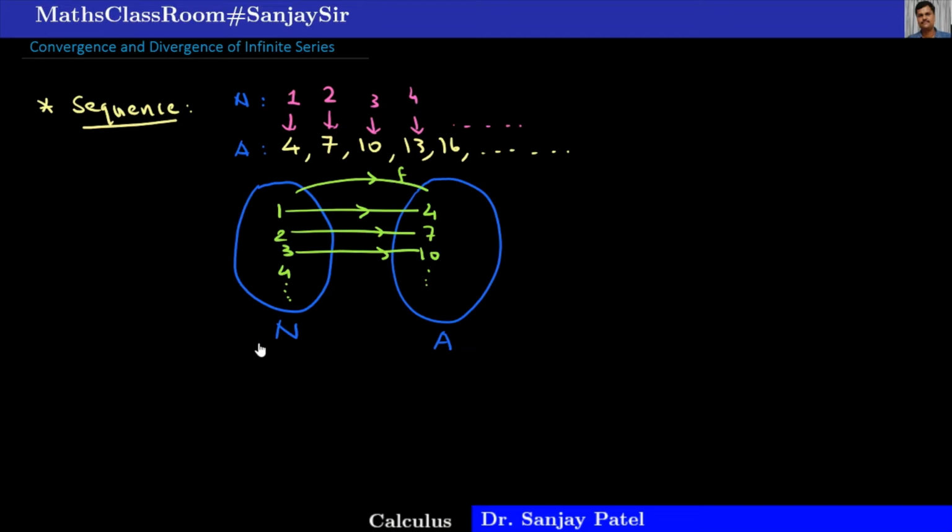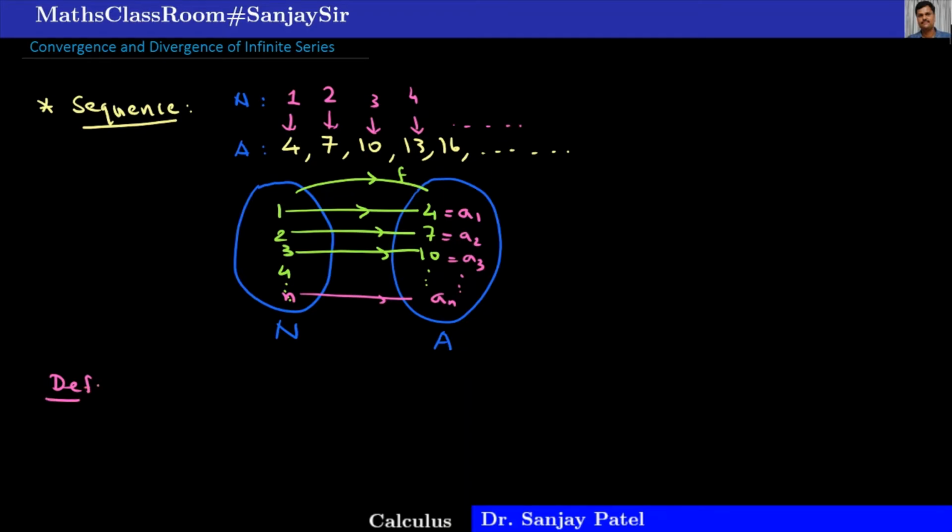So sequence mathematically is defined as any function whose domain is the set of natural numbers. And these 4, 7, 10, etc., are called terms of the sequence. We may call it by some name or symbol. Say this is denoted by a1, the first term, this is the second term, the third term and so on. So the natural number n goes to some value, say a_n.